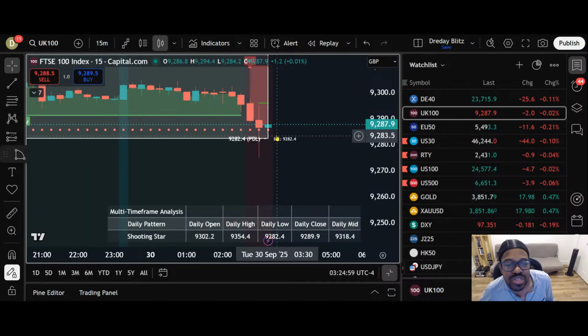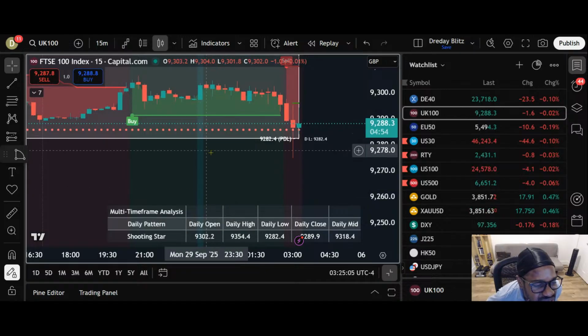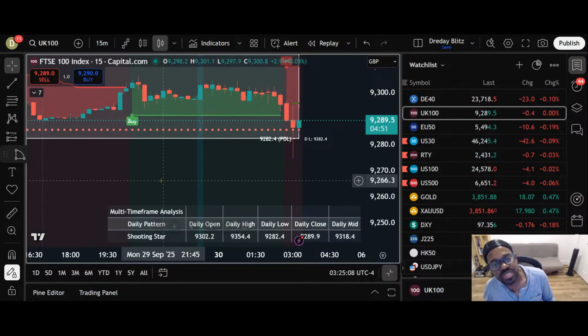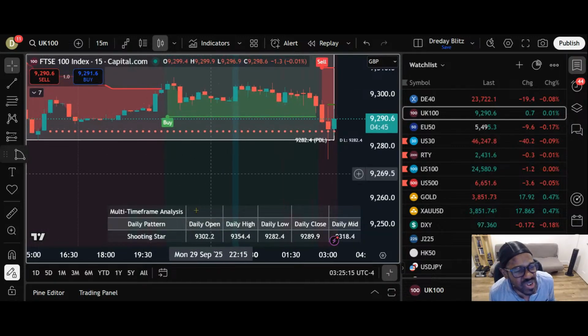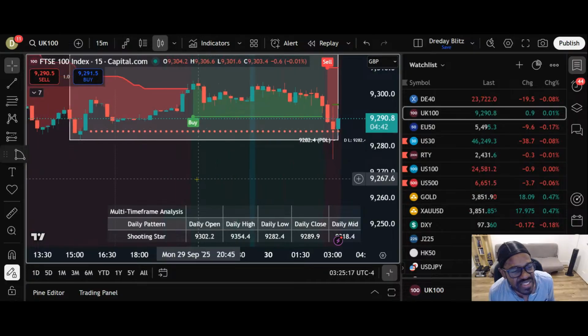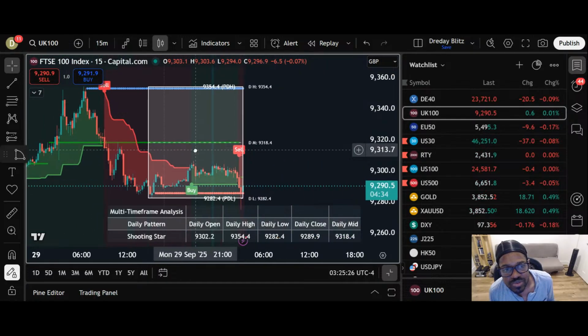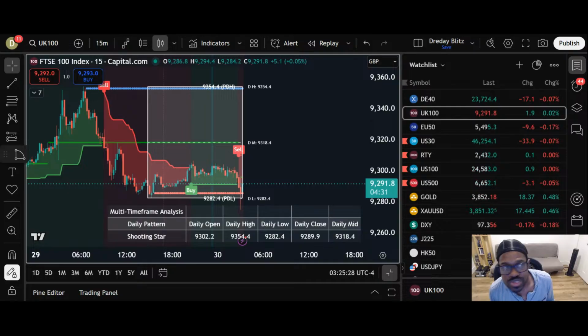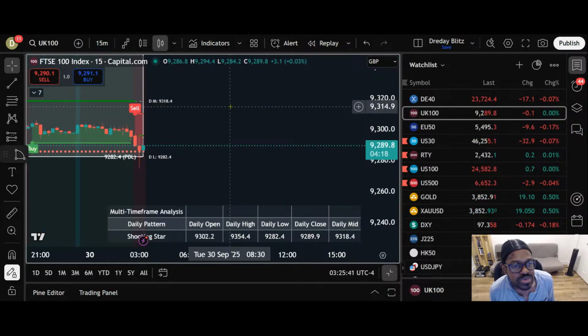This is the previous day's low, and those are the numbers from the previous day. It also provides you with the actual pattern of that previous day, a shooting star. So that's multi-time frame analysis. This is one of the indicators that I created. It's pretty simple to use and visually easier to understand, instead of going back and forth and looking at your previous day candle. Everything is good on that.